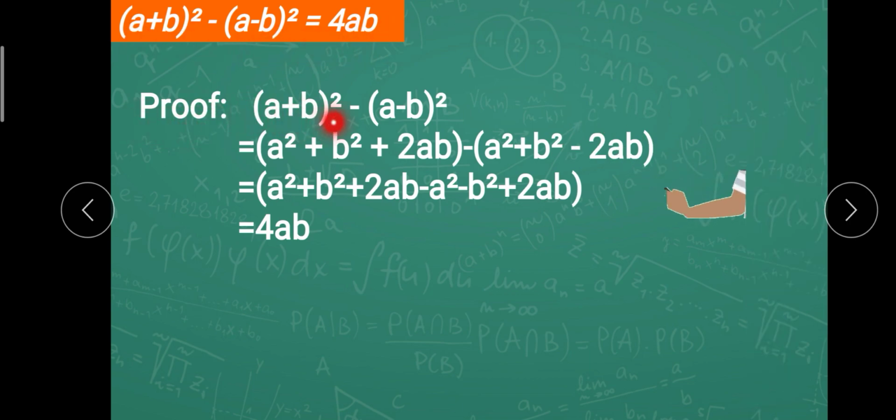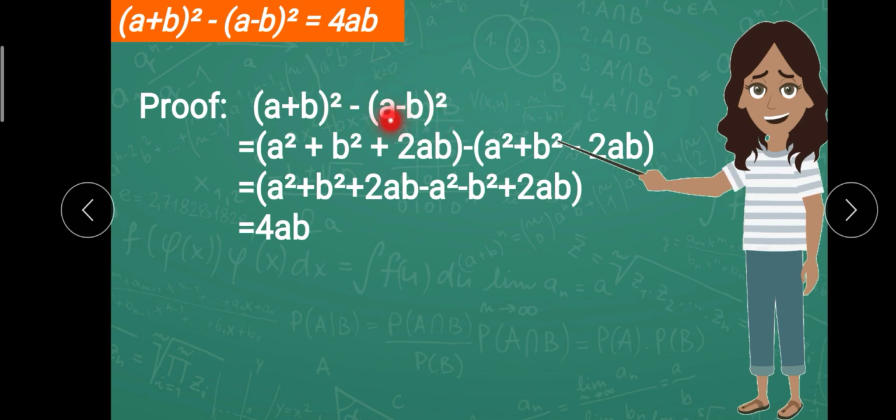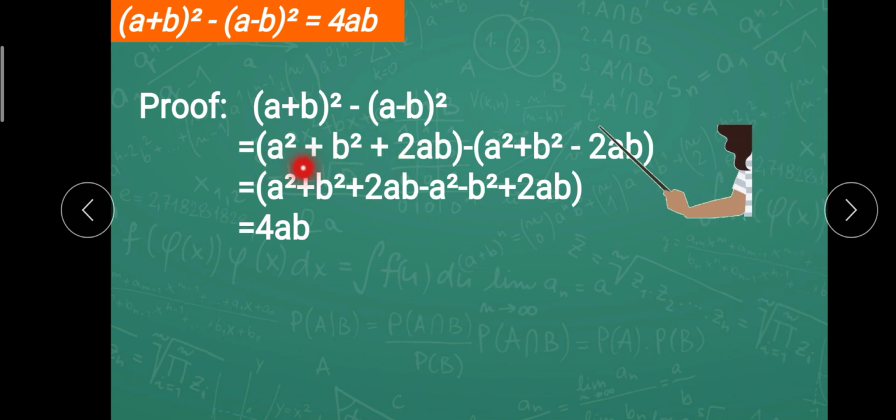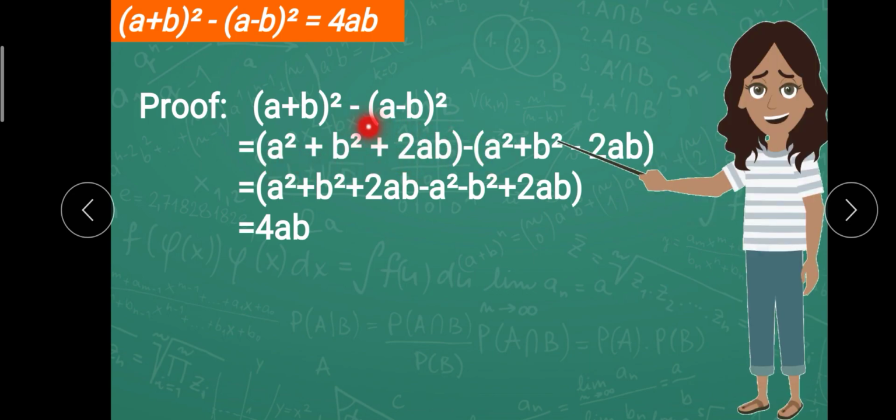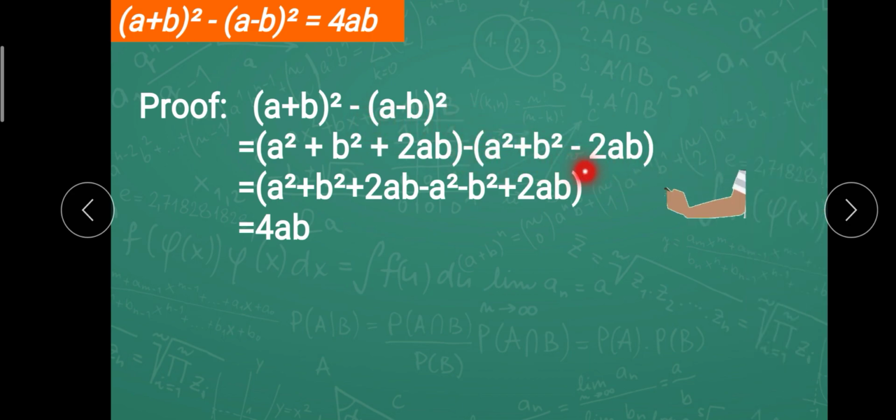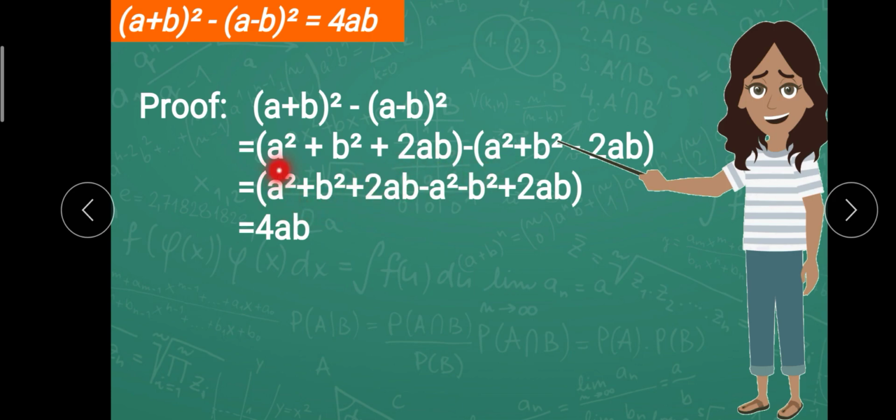So we have (a + b)² minus (a − b)². (a + b)², as you know, is a² + b² + 2ab. This is the first identity. Now then minus sign, then (a − b)² is a² + b² − 2ab. So now opening the bracket, we have a² + b² + 2ab. This is as it is.